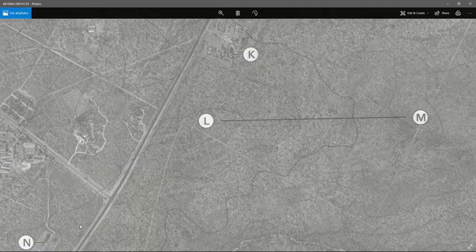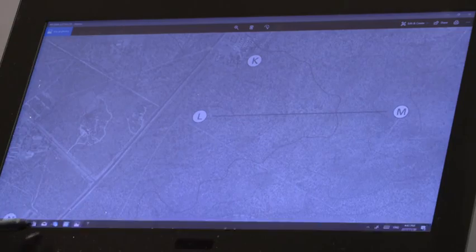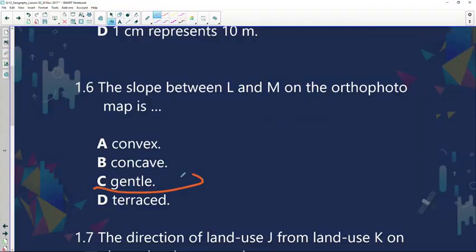So I will definitely say, if you look between M and L, look how far the contour spacings are. It's definitely a gentle slope. Let's see if they give us the option over there. Yes, C, it's definitely a gentle slope.